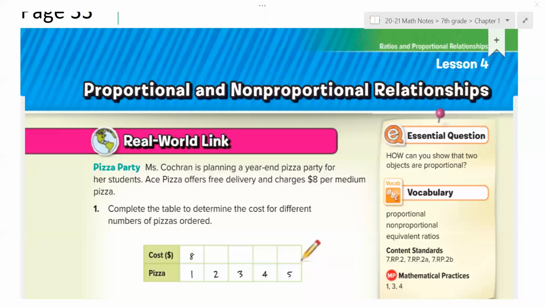Page 33, proportional and non-proportional relationships. Chapter 1, lesson 4. The real world link. Pizza party. Miss Cochran is planning a year-end pizza party for her students. Ace Pizza offers free delivery and charges $8 per medium pizza.